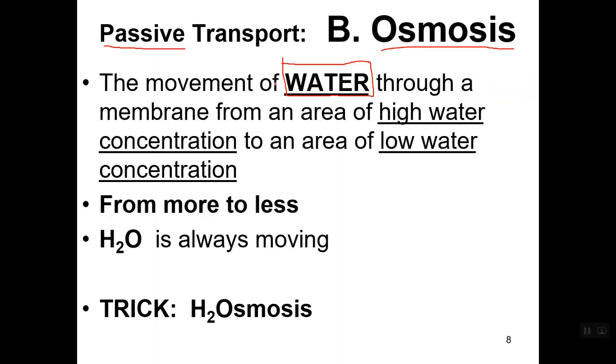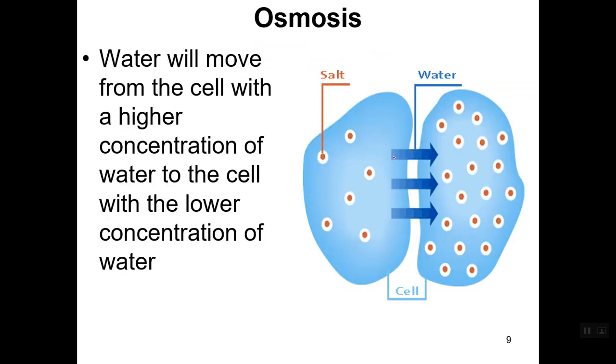So osmosis is the movement or the diffusion of water through a membrane from an area of high to low water concentration. Nothing new. The only difference is now the molecule. It's not a perfume molecule. It's not glucose or anything like that. It's a water molecule. So it gets its own special name called osmosis. Right? And again, water is always going to be moving, even when it reaches equilibrium.